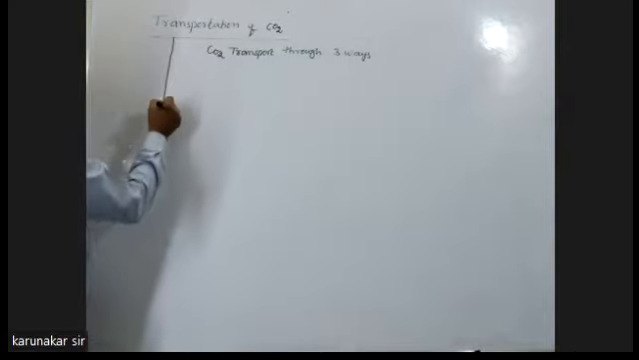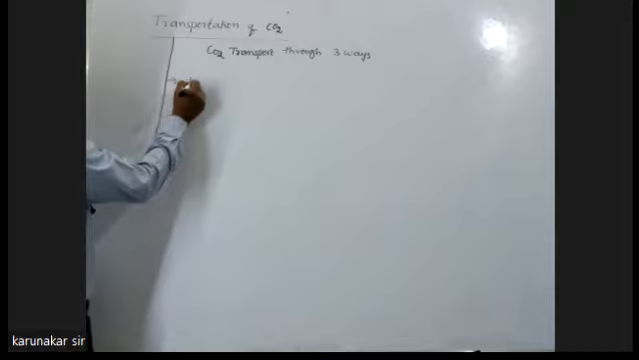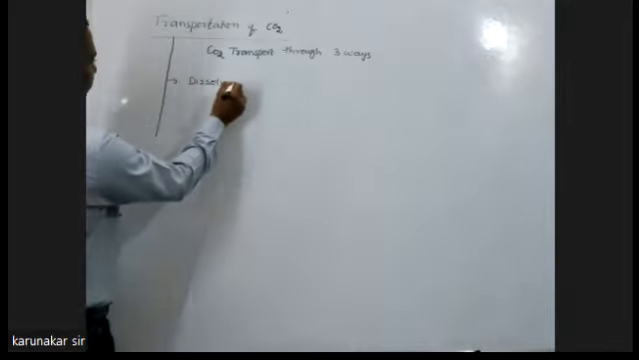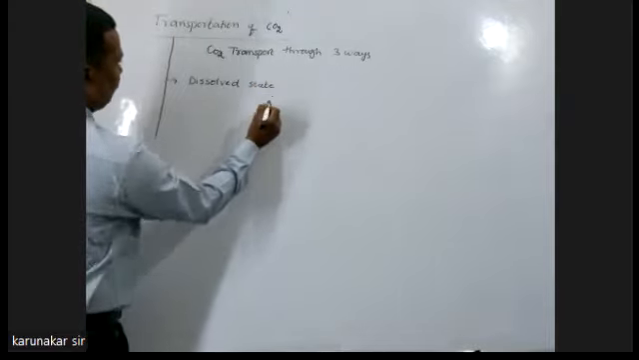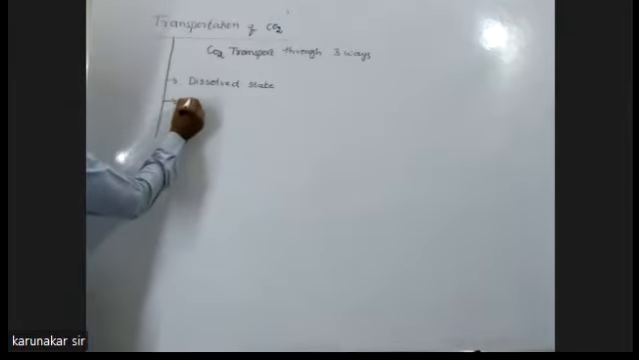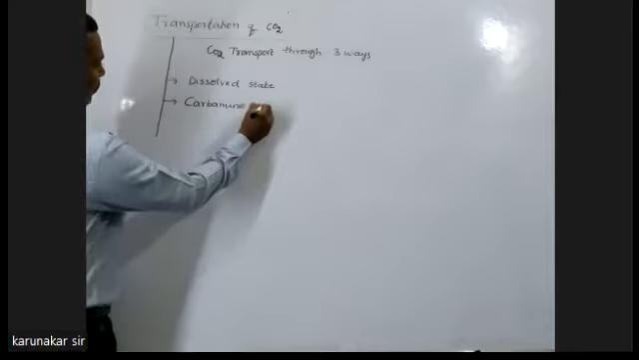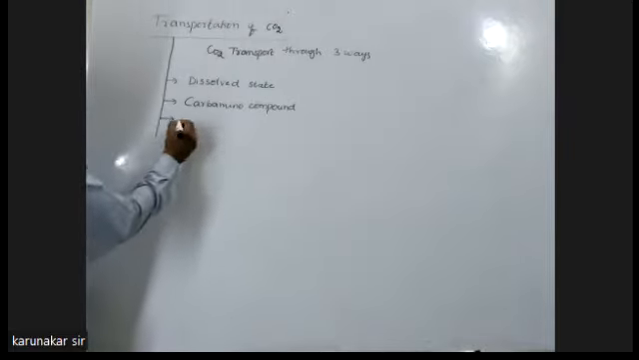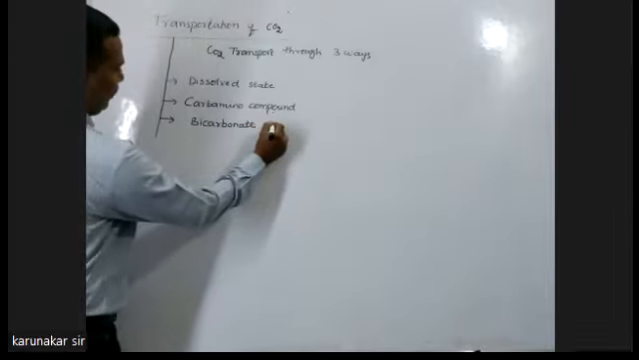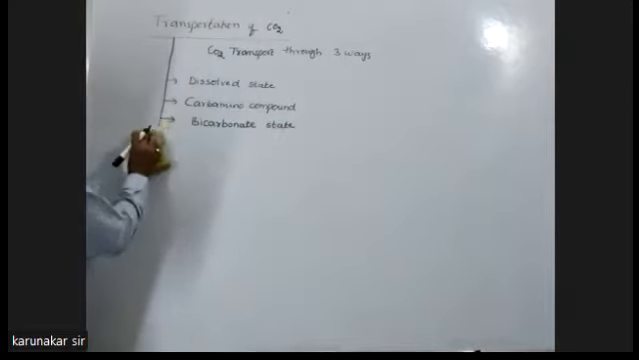They are: CO2 transport through the dissolved state, CO2 transport through the carbamino compound state, and CO2 transport through the bicarbonate state.